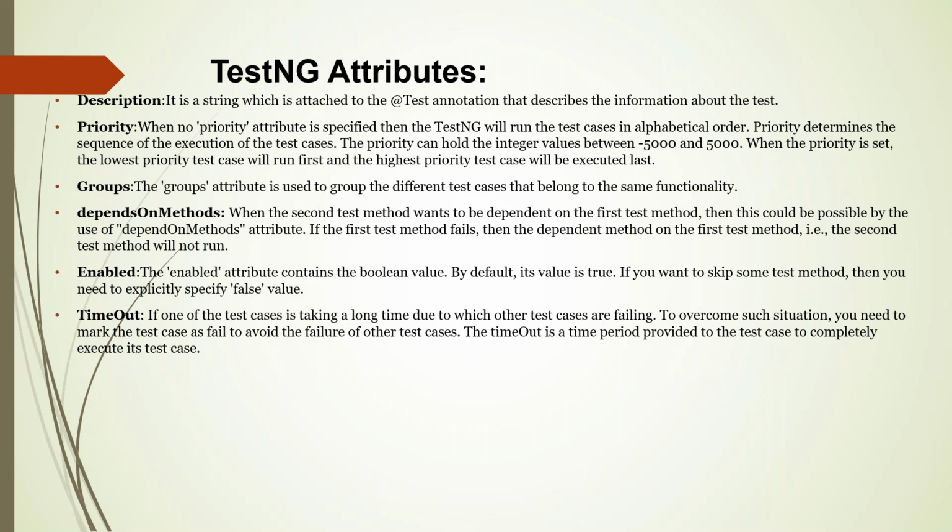Then when the priority is set, the lowest priority test case will run first and the highest will be executed last. Means if I give 1 to 10, 1 will be executed first and then 10 will be executed last. So in that way, the lowest, the one test case, will run first and the 10th test case will run in the last. So it will go in that 1, 2, 3, 4, 5 sequence.